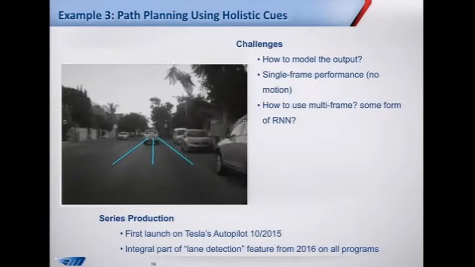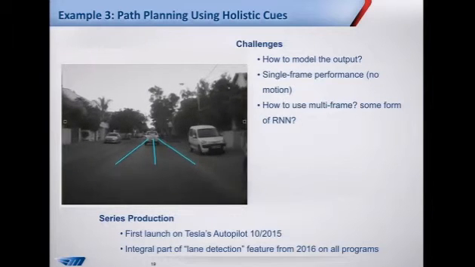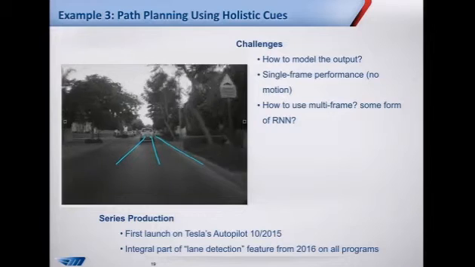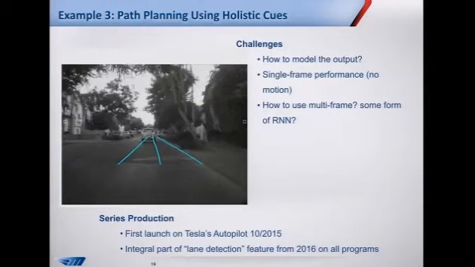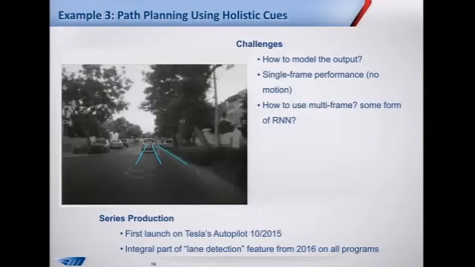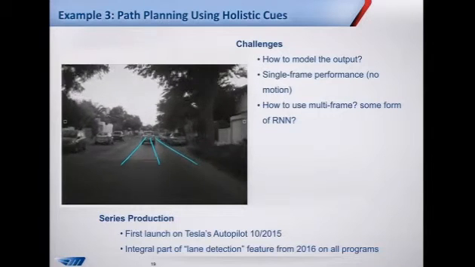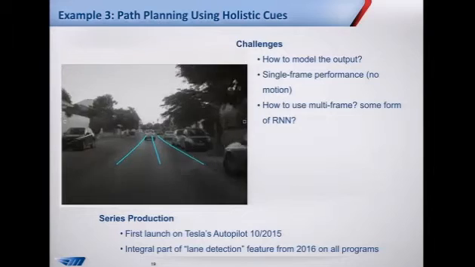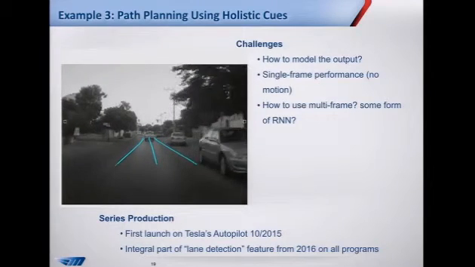It's a very tricky modeling. How to use multi-frame in this case, what kind of recurrent neural network you need to build here. All of these things are not run-of-the-mill garden variety problems that people handle. This was first launched on the Tesla Autopilot, and it's an integral part of our lane detection going forward.